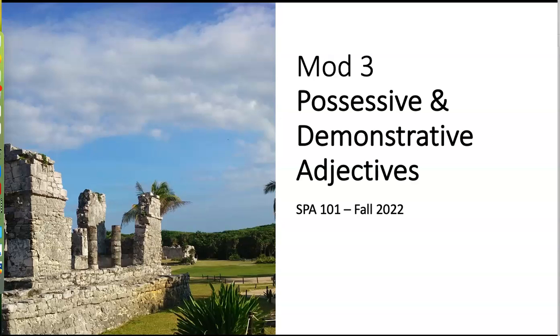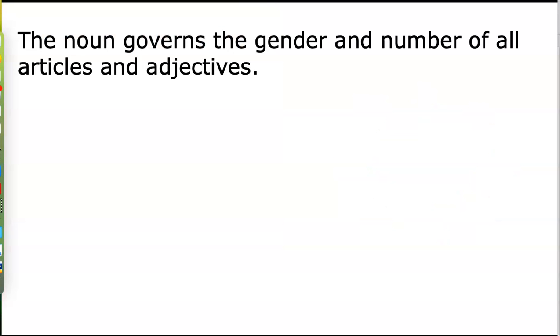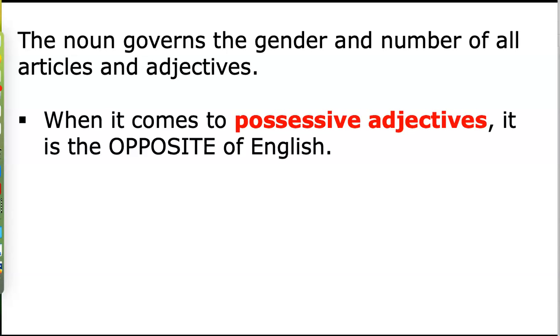Let's review possessive and demonstrative adjectives. The important thing, and the thing that made the biggest difference to me, is to remember to start with the noun. The noun is like the sun. The articles and adjectives all revolve around the noun. If you remember this, it's going to be a lot easier. The noun governs the gender and number of all articles and adjectives.